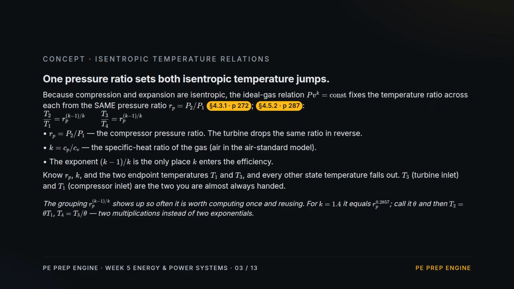Because compression and expansion are isentropic, one pressure ratio sets both temperature jumps. The compressor pressure ratio, RP, equals P2 over P1, and the turbine drops that same ratio in reverse. The temperature ratio across each is RP raised to K-1 over K, where K is the specific heat ratio. That exponent is the only place K enters. Compute the group RP raised to the K-1 over K once, call it theta, and then T2 is theta times T1, T4 is T3 over theta, 2 multiplications instead of 2 exponentials. Know the pressure ratio, K, and the 2 endpoint temperatures, and every state falls out.